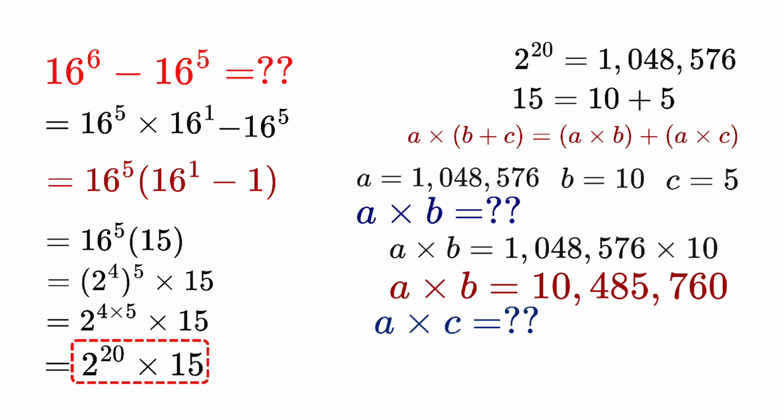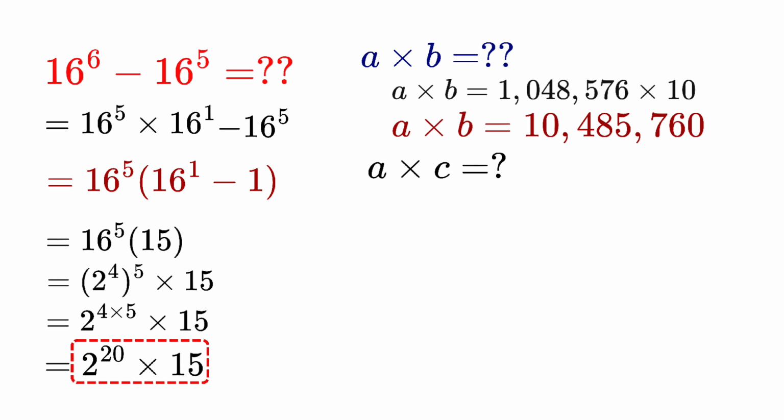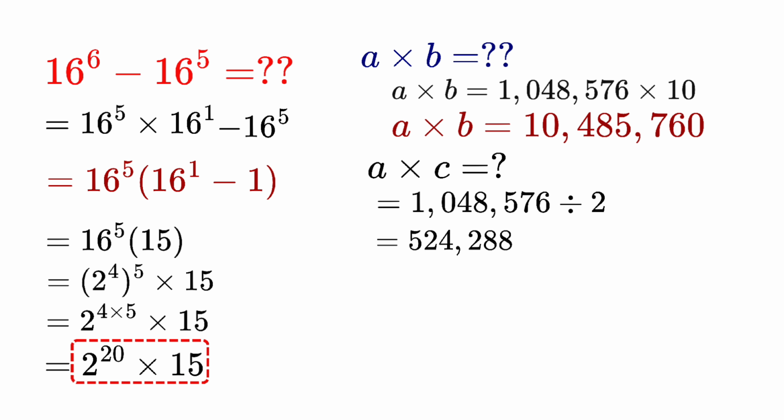Now we are going to calculate the second part. That is 1,048,576 times 5. How do we multiply by 5 efficiently? Here's a clever trick. You know that 5 is exactly half of 10. So multiplying by 5 is the same as multiplying by 10 and dividing by 2. Or, in simple words, we divide the number by 2 and then multiply the number by 10. Let me show you. 1,048,576 divided by 2, and we get 524,288. Here we find half of the number.